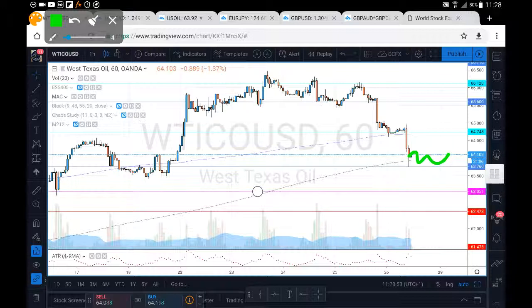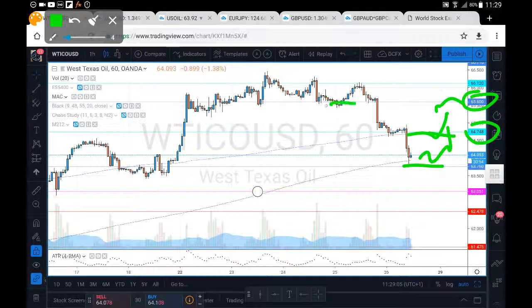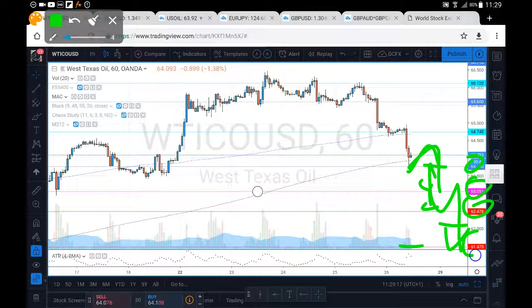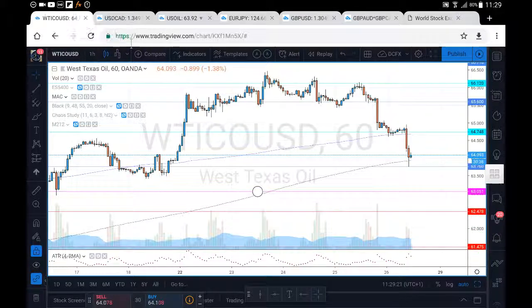Now, if we do hold above the 63.76, looking for continuation towards that 64.74, beyond which, again, we're looking for a move back up towards this area of support, possibly area of resistance, around that 65.60. If, however, we do see a retest and break of 63.76, looking for 63.05, 62.47, and if we do see fairly strong momentum in the coming days or so, maybe see 61.47 tested here on the US oil.